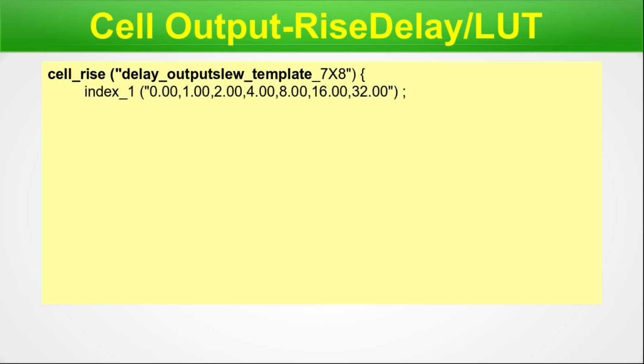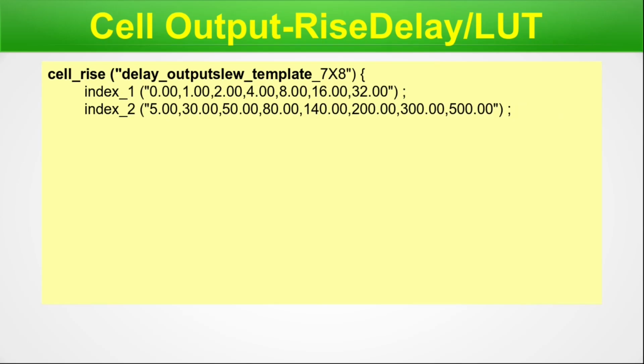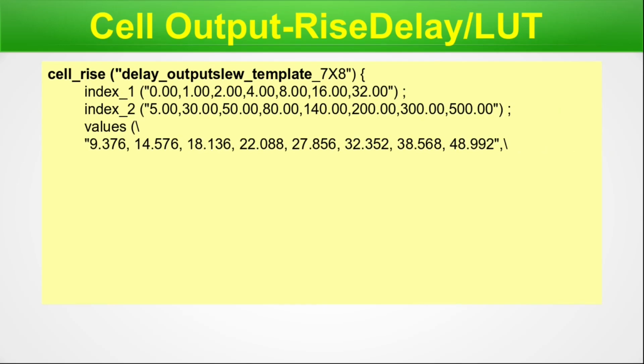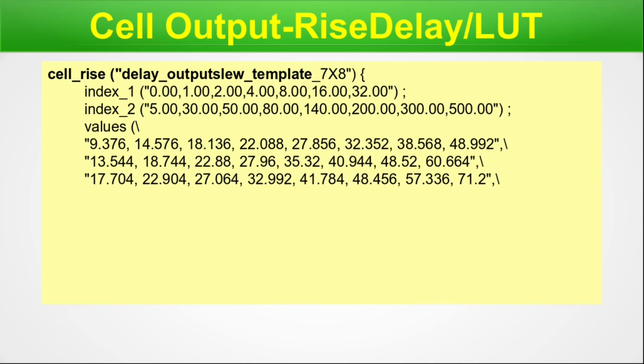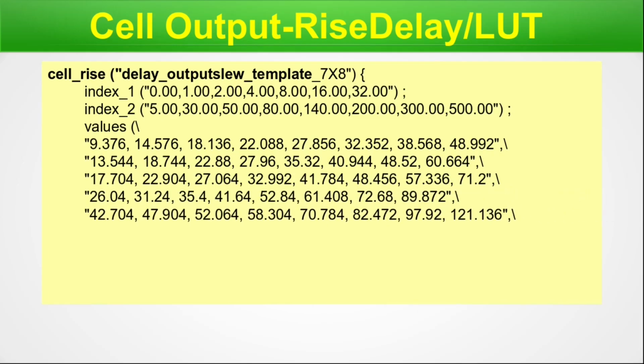Here goes our actual index values for index 1. I have already mentioned index 1 and index 2 just a few minutes back. Index 2 has all these variations, and here goes our table. First row, second row, and we keep on adding the rows and the columns.